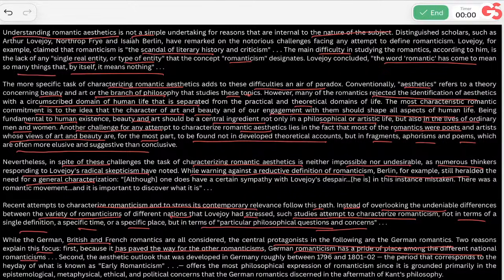Second, the aesthetic outlook that was developed in Germany, roughly between this and this, the period that corresponds to the heyday of what is known as early Romanticism, offers the most philosophical expression of Romanticism since it's grounded primarily in the epistemological, metaphysical, ethical, and political concerns that the German Romantics discerned in the aftermath of Kant's philosophy.